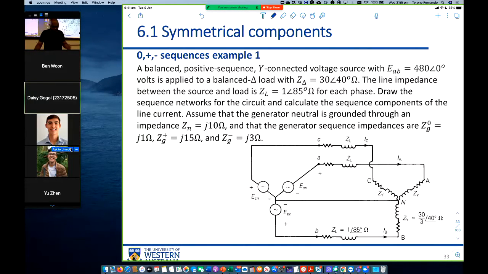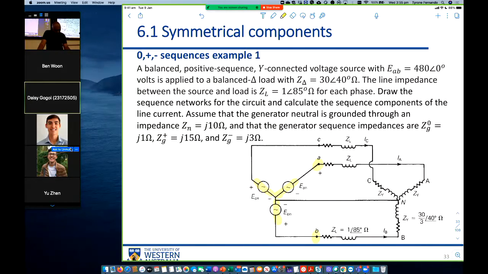All right, let's continue. Here is an example. A balanced positive Y-connected voltage source with EAB equal to 480 angle 0. So here is point A, here is point B. These three voltage sources are balanced.